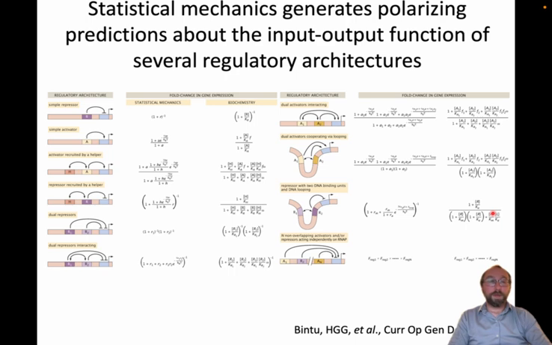Well, this is it for now. I guess in the next lecture, maybe what I'll do is we'll think a little bit about cooperativity and how you make even sharper input-output functions, how you encode for genetic switches.